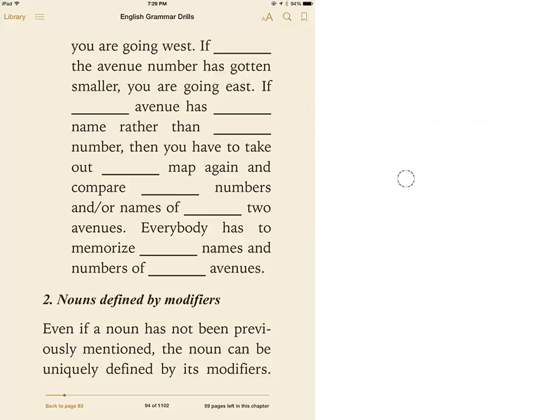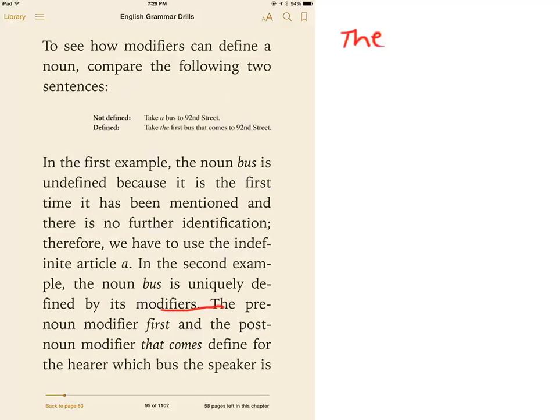All right. Now there's another way to identify nouns without previously mentioning them, and it's when we use modifiers. We've talked about this briefly before, but you can use the word the when you can reasonably expect the person you're talking to to know which noun you're talking about. That can be done through previous mention, like we just discussed, or by modifying the noun so that your listener knows which one you're talking about. And they give several examples here, when it's not defined and when it is.